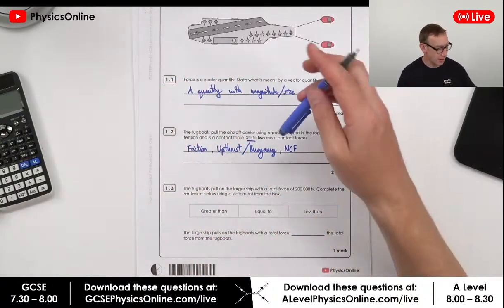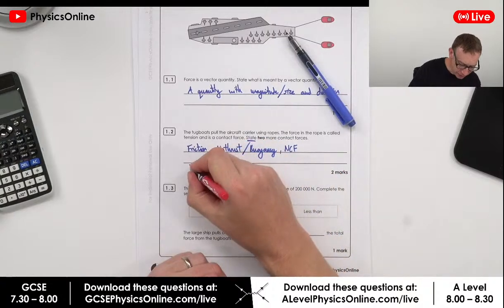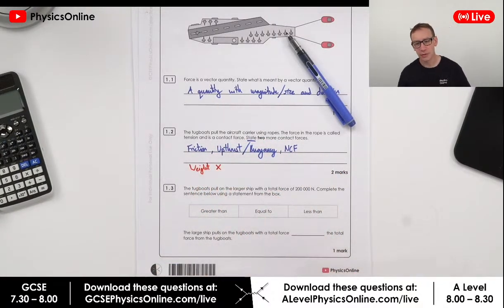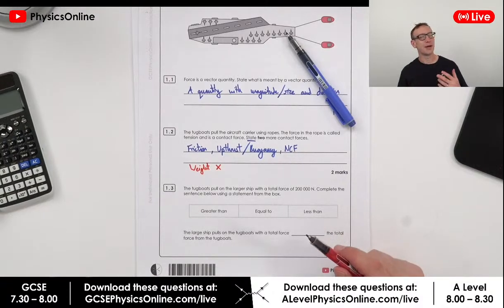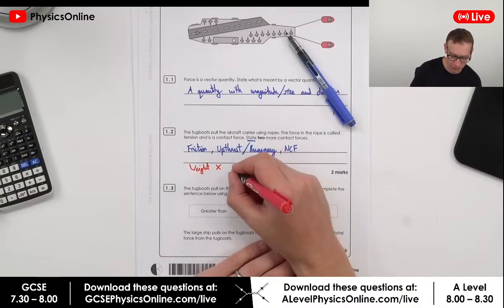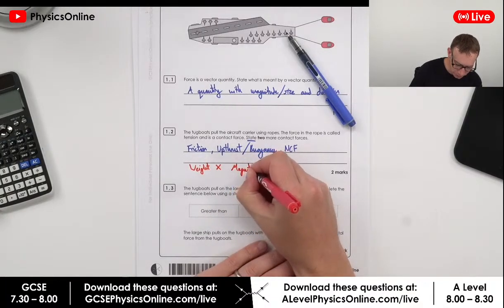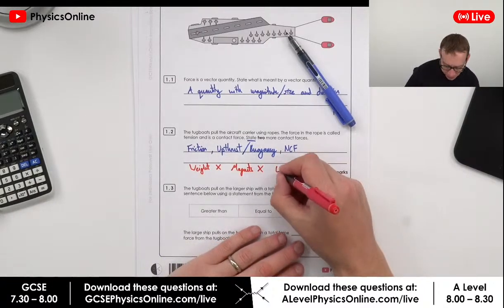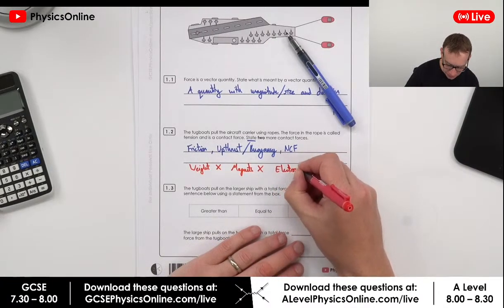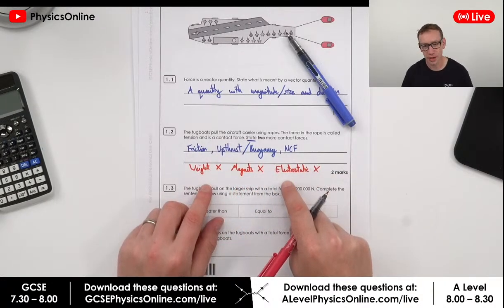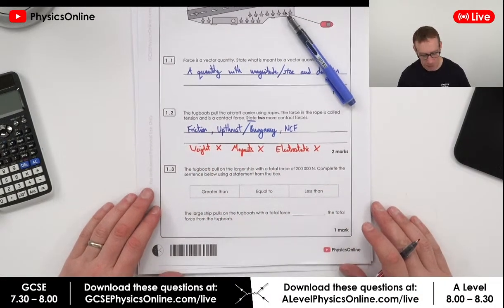Things that you cannot have: anything to do with weight is not correct, because weight is due to the non-contact force of the gravitational attraction between the two bodies. You can't have anything to do with magnets. So the magnetic force is not a contact force, and also the electrostatic. They're basically the three types of non-contact force, so anything else is good.